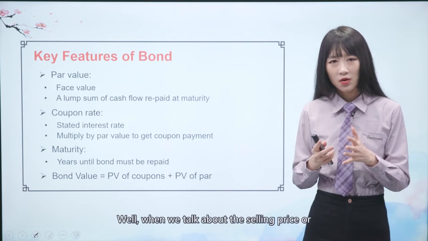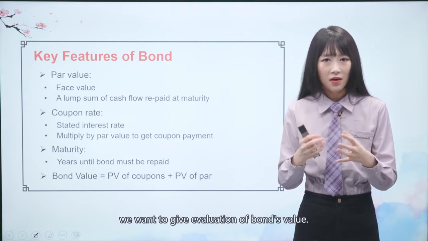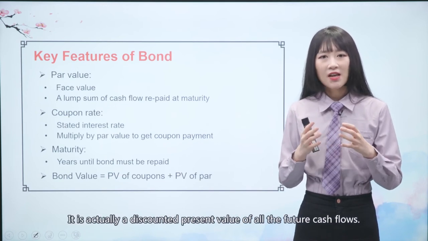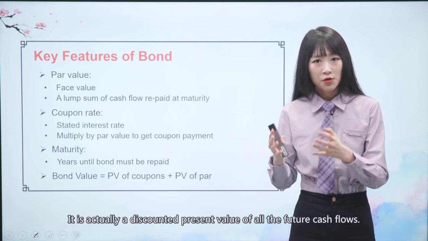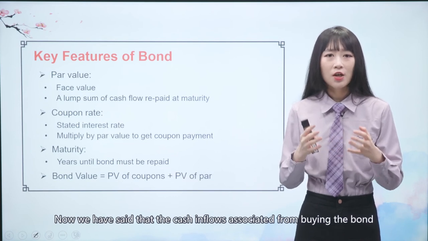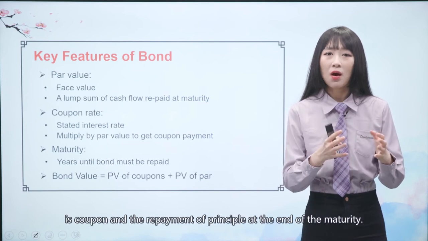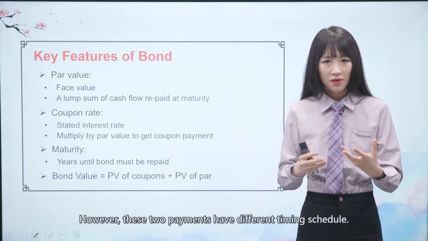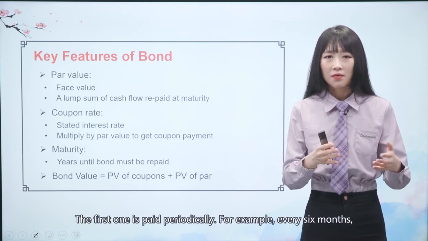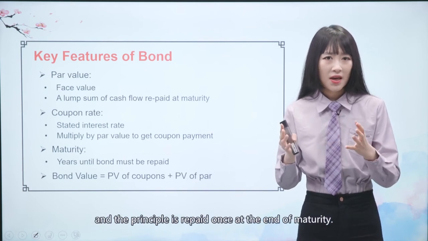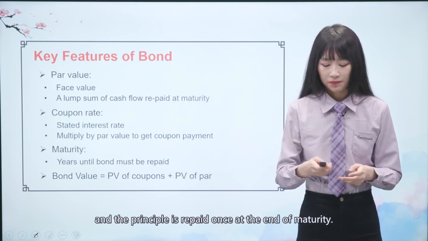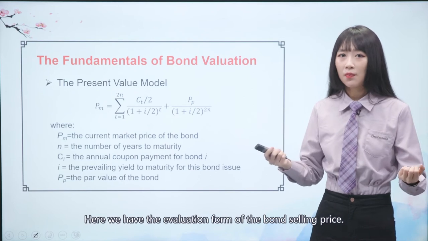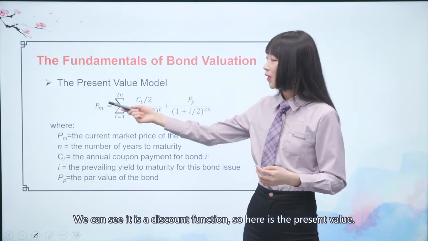Now, when we talk about the selling price, or we want to value a bond, we need to know what components build up the current selling price of the bond. It is actually the discounted present value of all the future cash flows. We have said that the cash inflows from buying the bond are the coupons and the repayment of principal at the end of maturity. However, these two payments have different timing schedules. The first is paid periodically, for example every 6 months, and the principal is repaid once at the end of maturity. So here we have the valuation formula of the bond selling price. Now we can see it is a discounted function. So here is the present value.